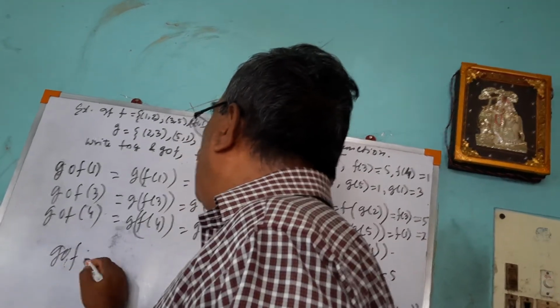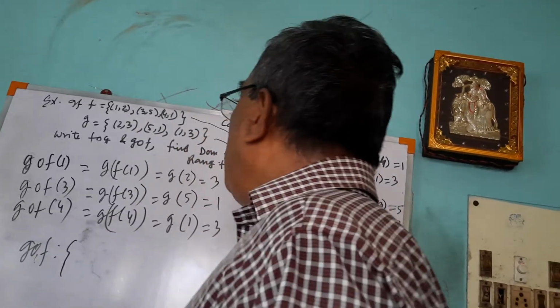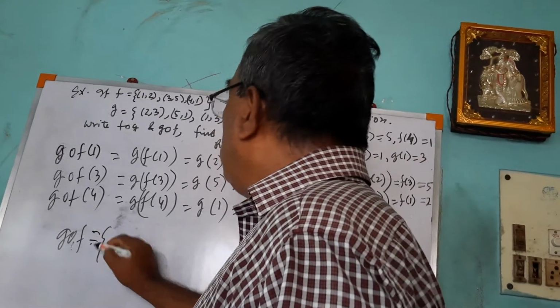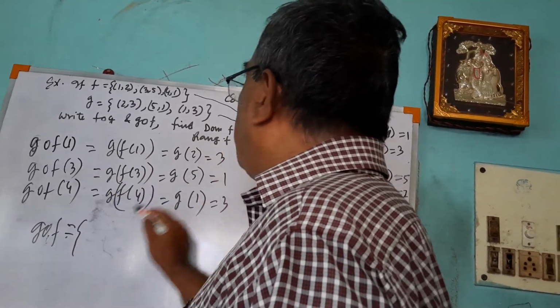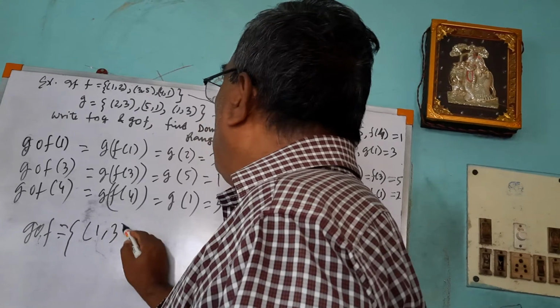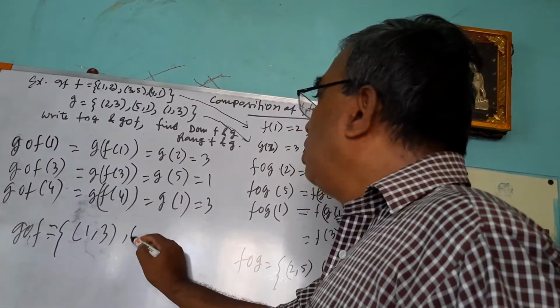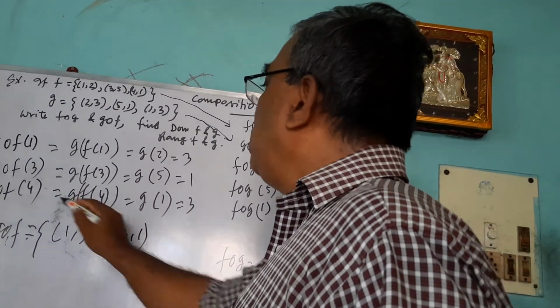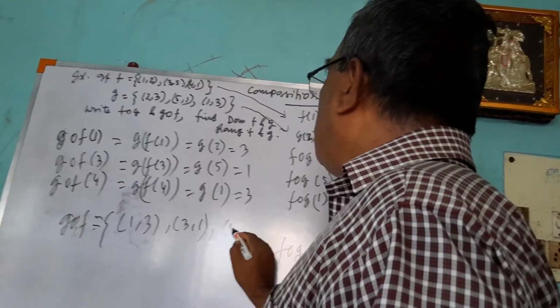Therefore GOF we can write GOF equal to, when it is 1 then it comes 3, that is 1, 3. When it is 3 then it is 1, then 3 comma 1. When it is 4 then it is 3, that is 4 comma 3.